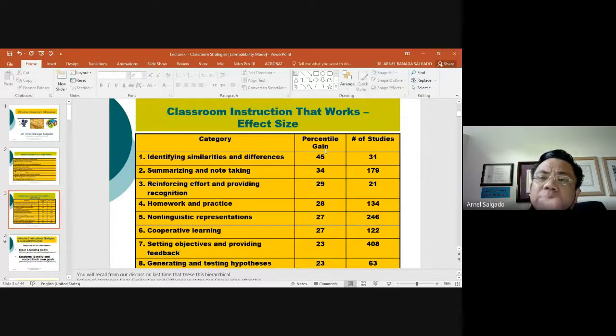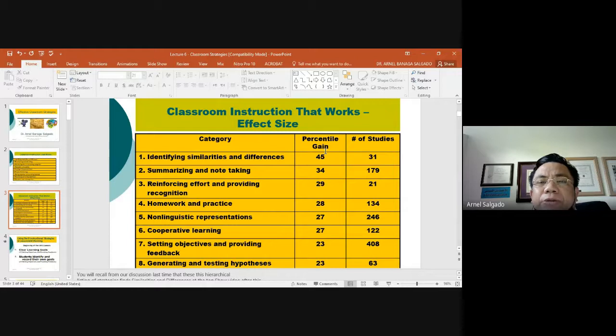I don't want you to memorize the number. I am just showing you how important these are. And these are all coming from various studies. It's not just coming from me. Okay? It's not just coming from the textbook. I gathered various studies to come up with this.